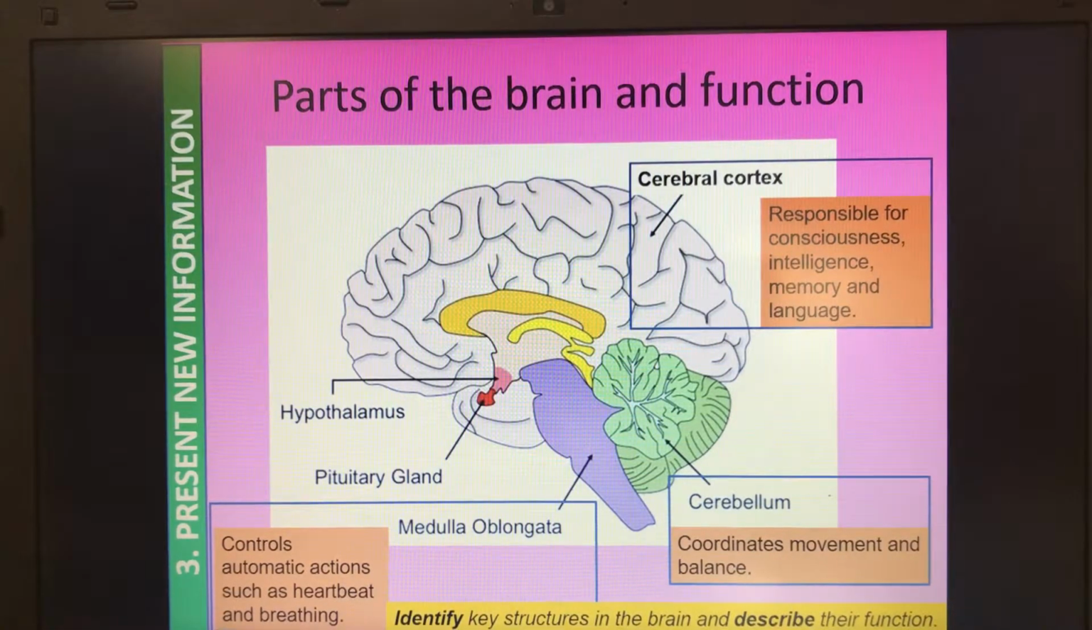So there's the structure of the brain. The main big area there is the cerebral cortex. The cerebellum is at the back, coordinating movement and balance. And the medulla oblongata is everything that is an automatic action.